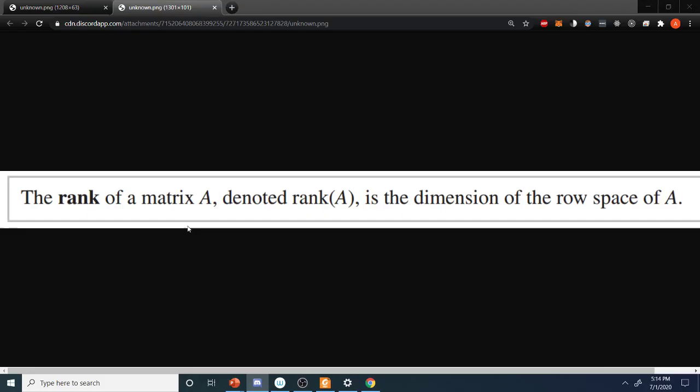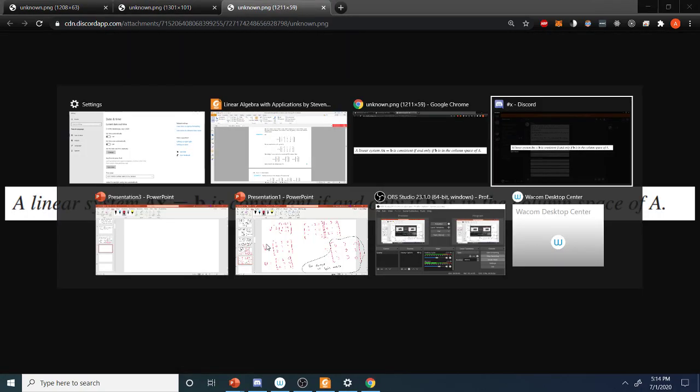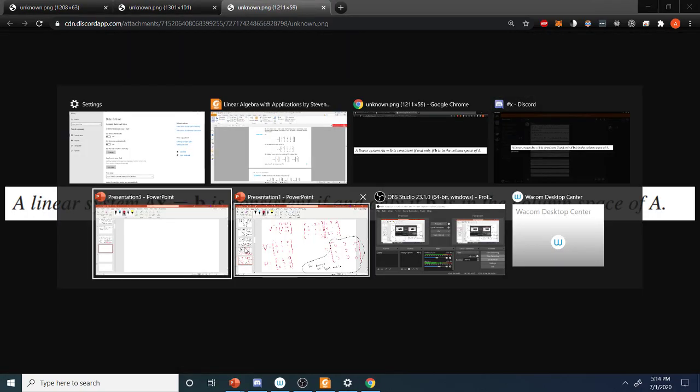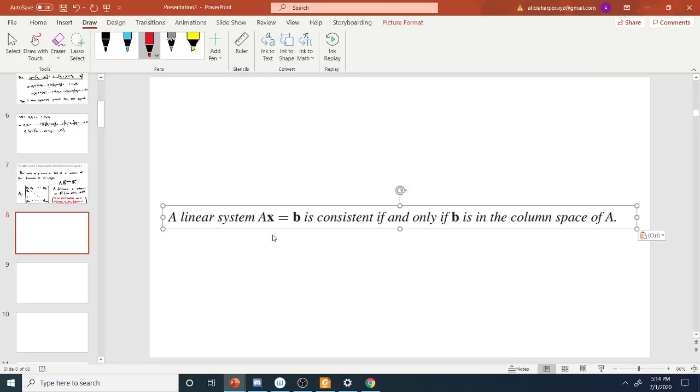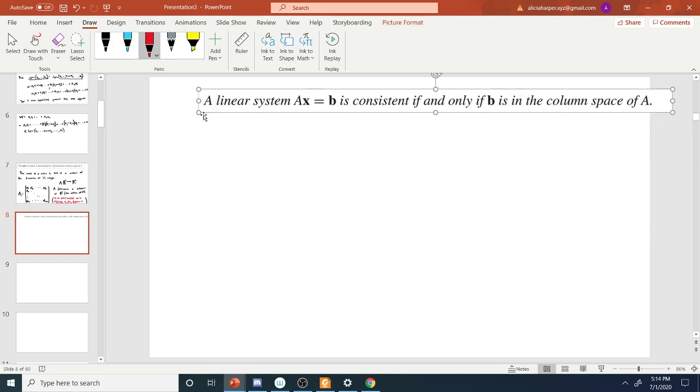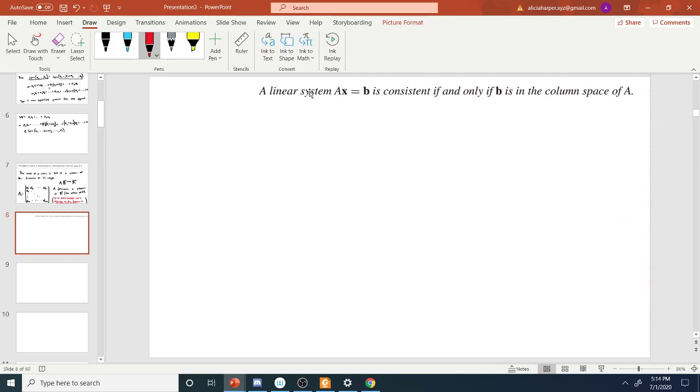Now, let's look at an application of the notion of rank. So here's the theorem we want to prove. This is a relatively simple one. Theorem: a linear system Ax equals b is consistent if and only if b is in the column space of A. So let's talk about how we can go about proving this.